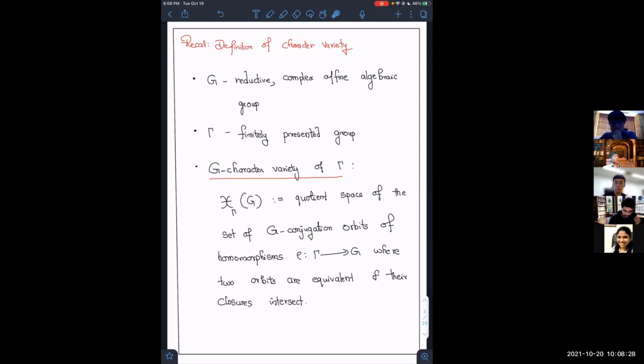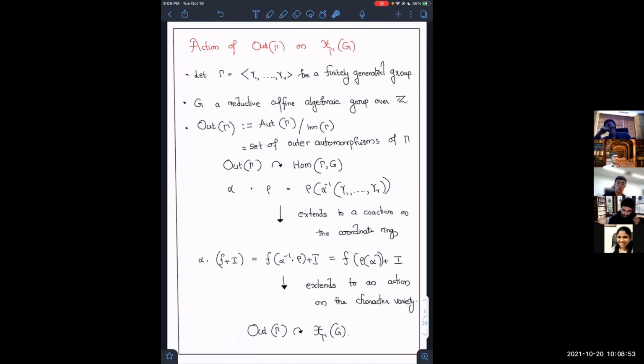So this is the definition we will be working with, and most of the time what I will do is start working in the space of homomorphisms, and then up to conjugation, try to extend that. And then look at which orbits will be closed, and then consider those points. So that's the idea.